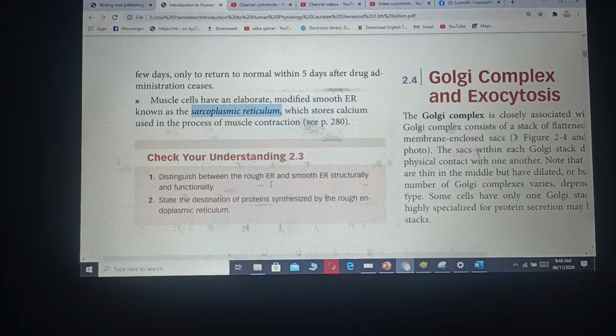Moreover, rough endoplasmic reticulum contains less number of lipid synthesizing enzymes. On the other hand, smooth endoplasmic reticulum contains a huge amount of those enzymes. Smooth endoplasmic reticulum contains no ribosomes, while rough endoplasmic reticulum contains a huge number of ribosomes which are present outside the membrane of the endoplasmic reticulum. Moreover, rough endoplasmic reticulum is rough in appearance and smooth endoplasmic reticulum is smooth in appearance.